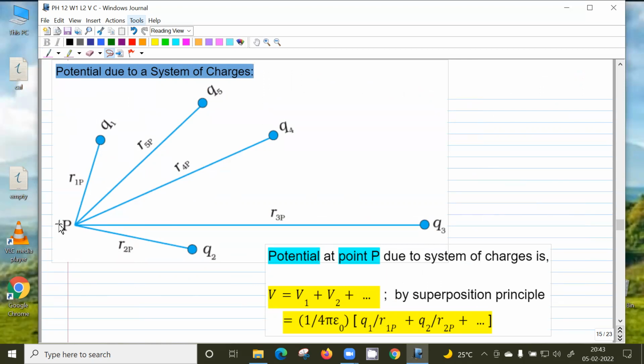This is the point P. So that is K into Q by R. So it's K into Q1 by R1, Q2 by R2, and so on. So this is clear. The potential at point P is the summation over the individual charges, each divided by its corresponding distance. Is this clear?